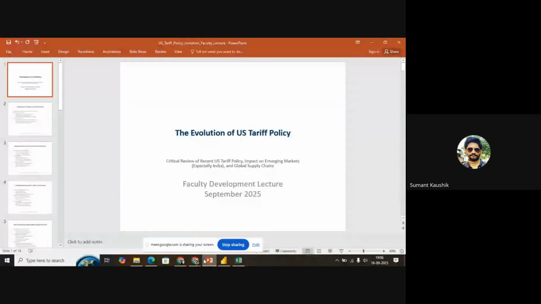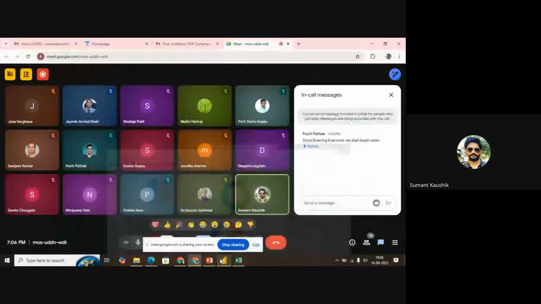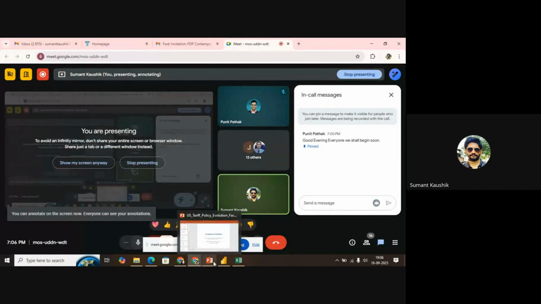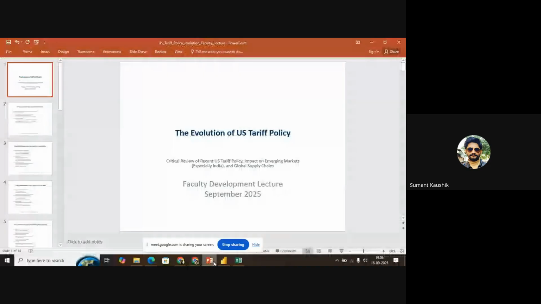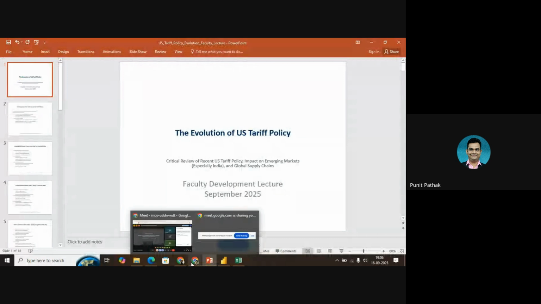I hope now my screen is visible to all of you, and you can see both of my screens. Can you see my screen? Yes, sir.